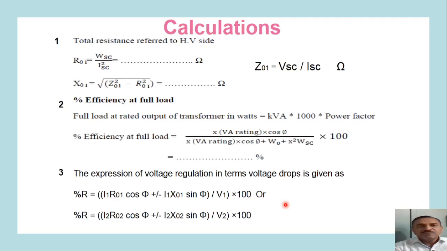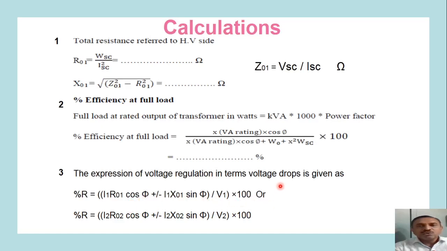So in this way we will be able to calculate the various parameters of the transformer. From the open circuit test we get the iron loss of the transformer, then we get the magnetizing current, the iron loss component of current, then R0 and X0. From the short circuit test we determine R01, then Z01. From both of them we get the value of X01. Then we will be able to get the efficiency and percentage voltage regulation of the transformer.